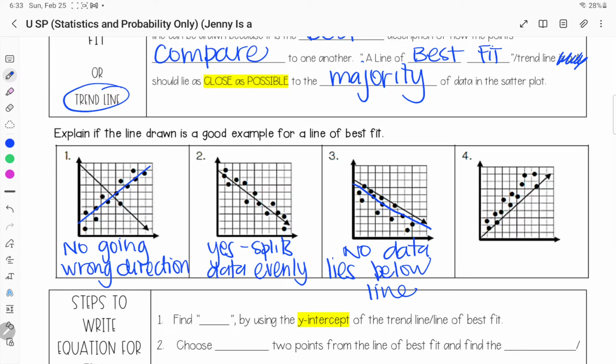And then our last one, again, would be no because our data lies above the line.